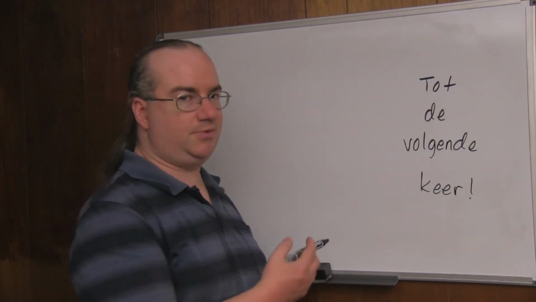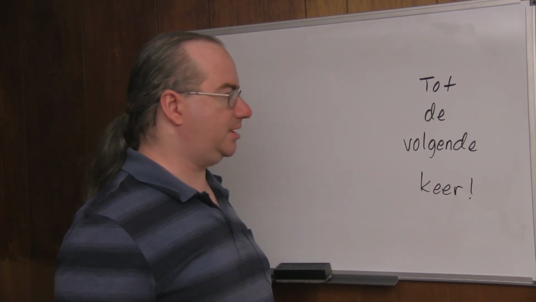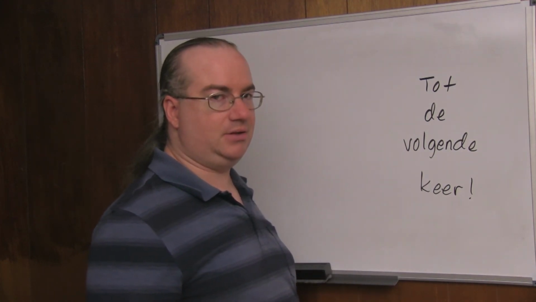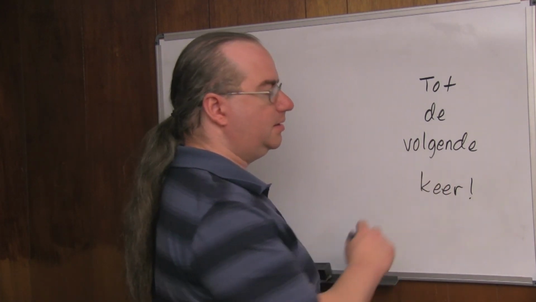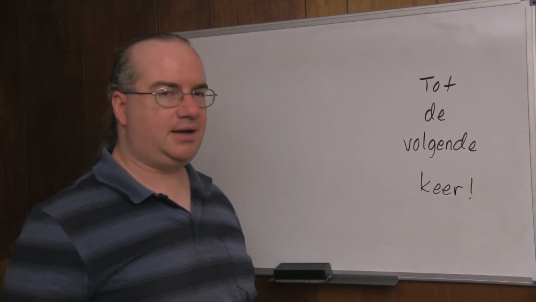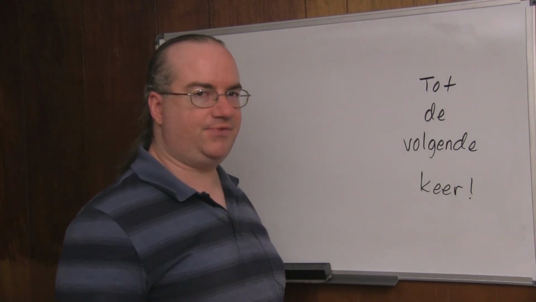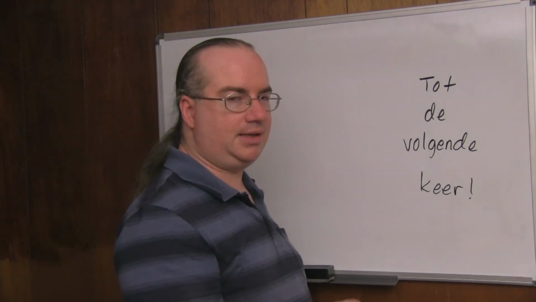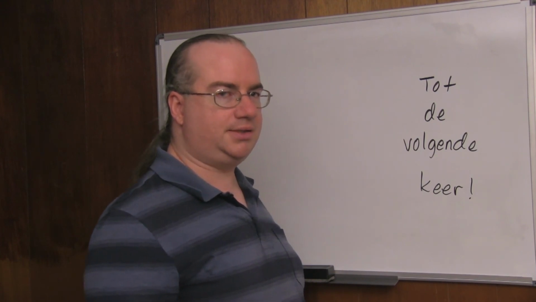I've been using this one with you for quite a while as well, and never did really explain it. Tot de volgende keer. You already know tot and de. Tot means until, and de is the. Volgende means next. Now, that's not the same as I'm next to this person, but rather it means next, as in the next in line, or the next day, or the next year. And keer is one word for time. So, tot de volgende keer, until the next time.